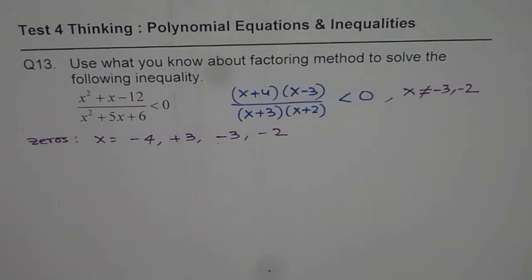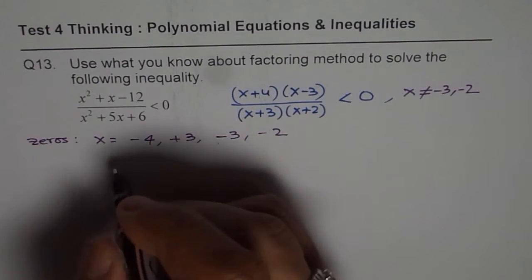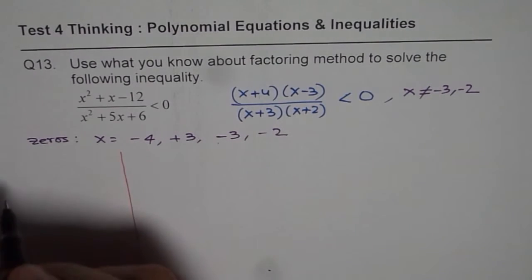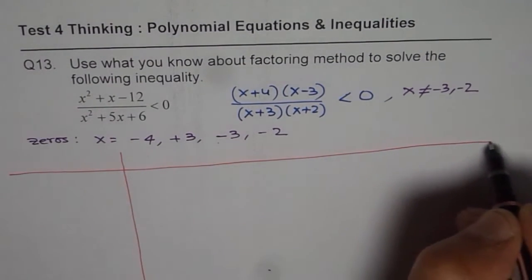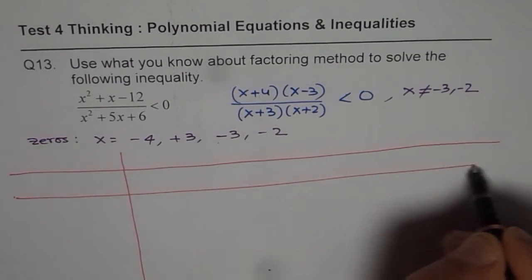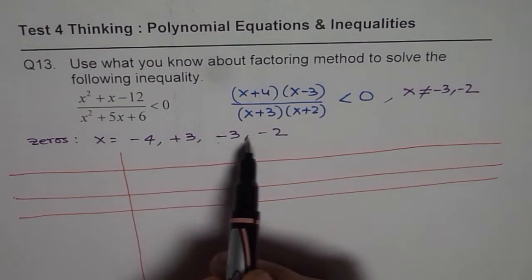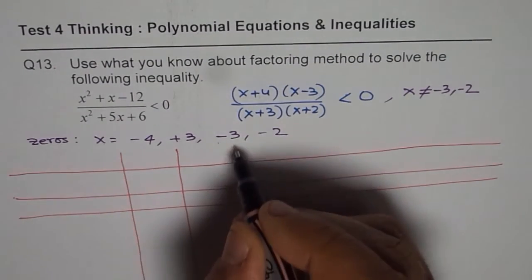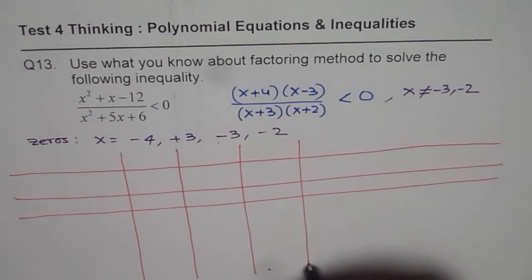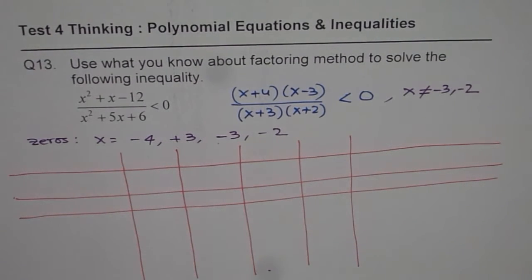Now once we know the zeros of both numerator and denominator, we can find the intervals where the function is less than 0, or we should say negative, right? So we'll follow the same table method. I'll make a big table this time and explain how to solve such questions. So we have 1, 2, 3 and 4 zeros. These zeros are going to divide the number line into 5 regions, right?